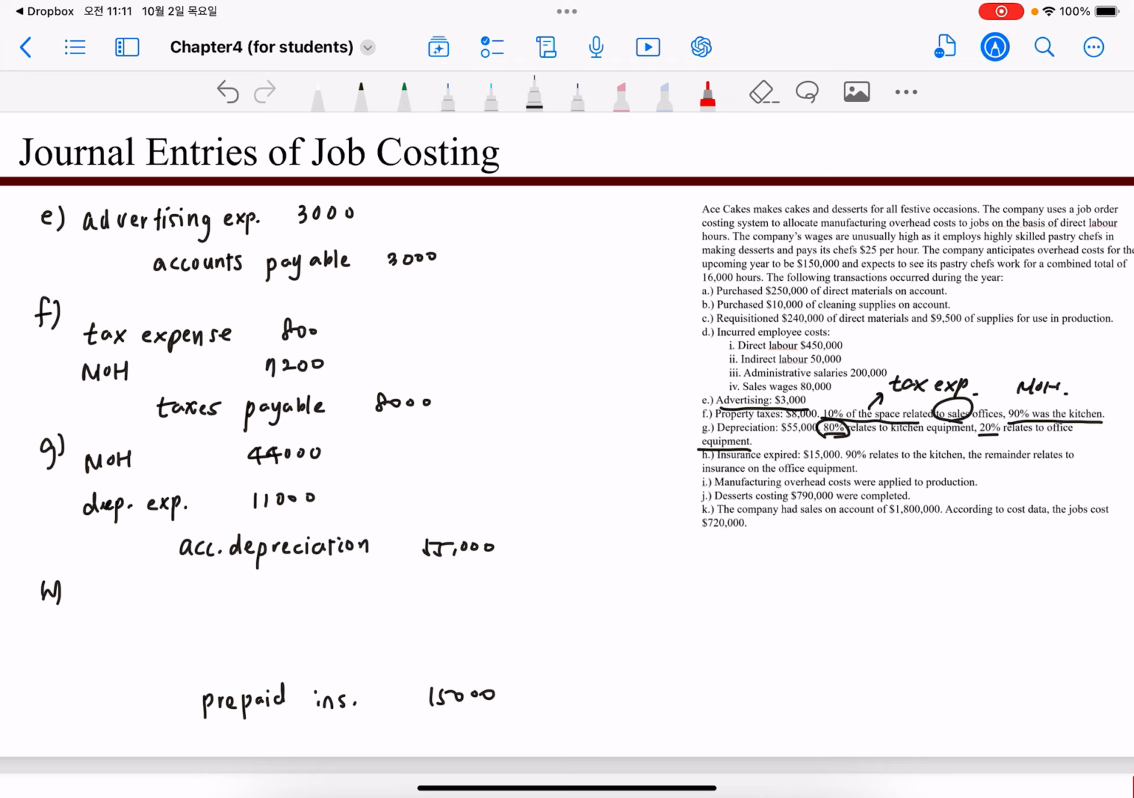And then it says that 90% is related to kitchen. So this is the MOH control. And the remainder of the 10% is going to be related to office equipment. So this we incur as an insurance expense. So we can debit the insurance expense by 1,500. And then the rest is going to be debited as MOH control, so 13,500.